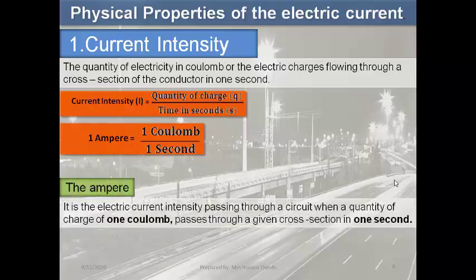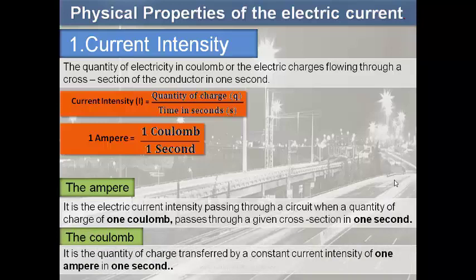The ampere itself is the electric current intensity passing through a circuit when a quantity of charge of 1 coulomb passes through a given cross-section in 1 second. The coulomb itself is the quantity of charge transferred by a constant current intensity of 1 ampere in 1 second.